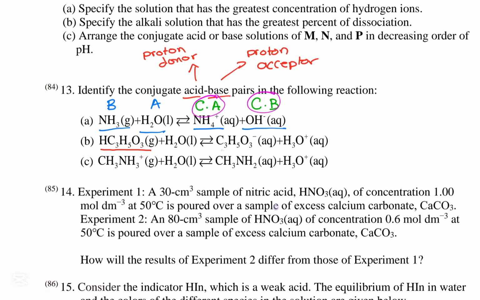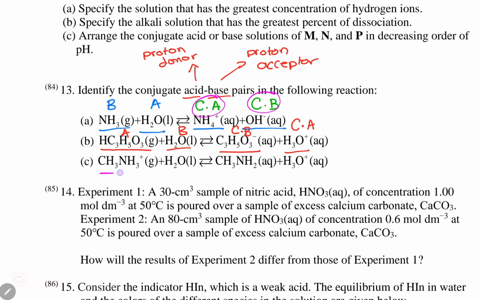HC3H5O3 turns into C3H5O3 minus. So what did it do? It donated the proton, right? So it is an acid. Then H2O, what did it do? It gained the proton, so it is a base. And the acid will turn into a conjugate base after it loses the proton, and the base turns into the conjugate acid after it gains the proton.